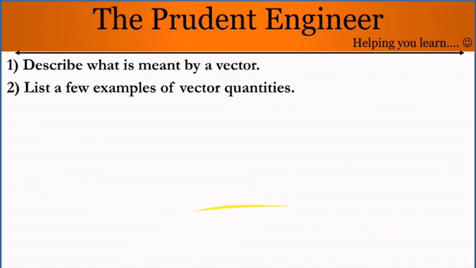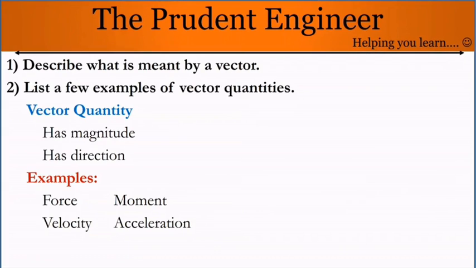Now we'll try to explain what vector quantities are, and write some examples. Vector quantities, just like scalar quantities, have a magnitude, but along with that they have a separate, particular direction also. Examples are force, which we will definitely be working on in this module, moment, acceleration, and velocity.